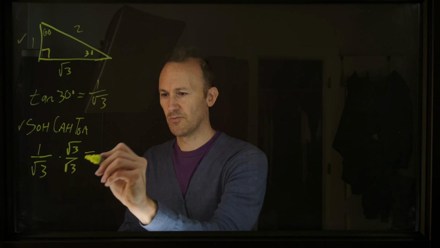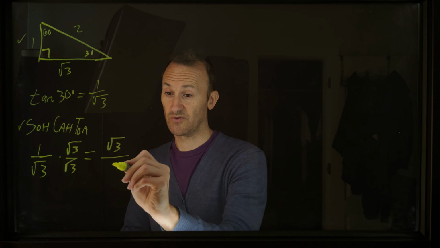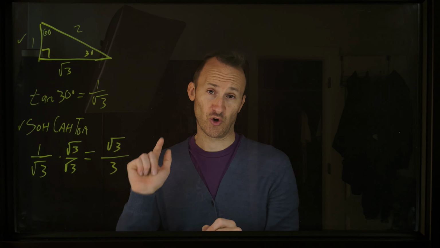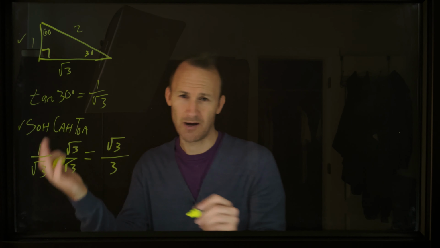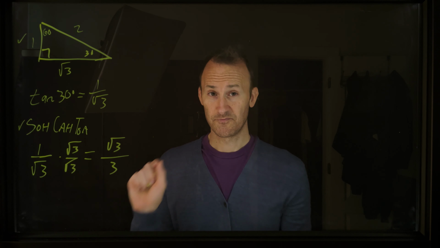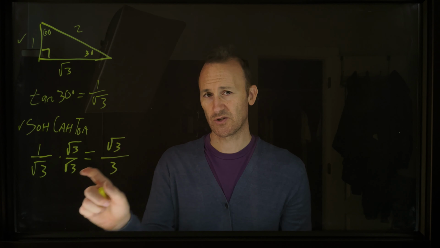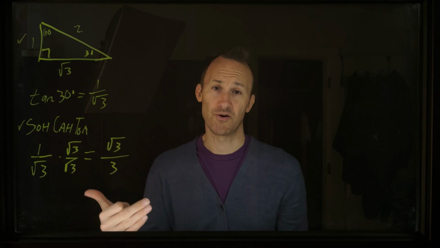Well, if I look at the numerator, 1 times root 3 is square root of 3, but the denominator here, root 3 times root 3, is just 3. So 1 over root 3 and root 3 over 3 are equivalent, okay? And this is called rationalizing the denominator. The name doesn't really matter. The reality is that it's usually not considered simplified to have square roots in the denominator. In this particular case, you may see it both ways.